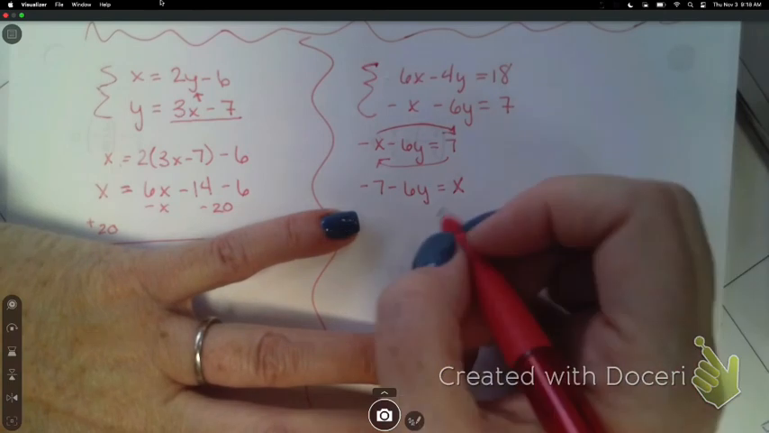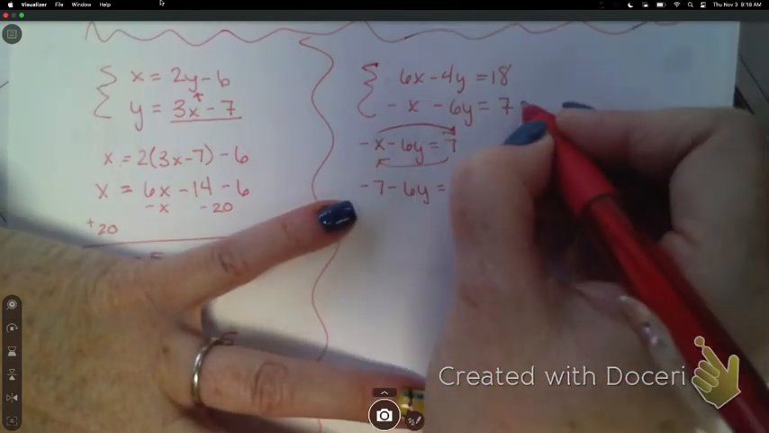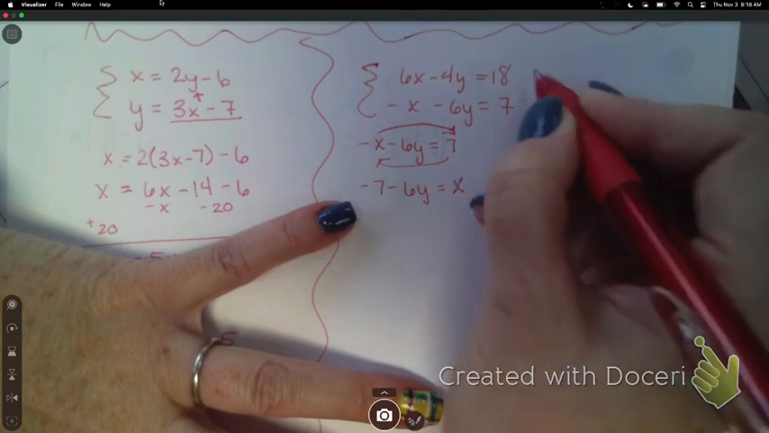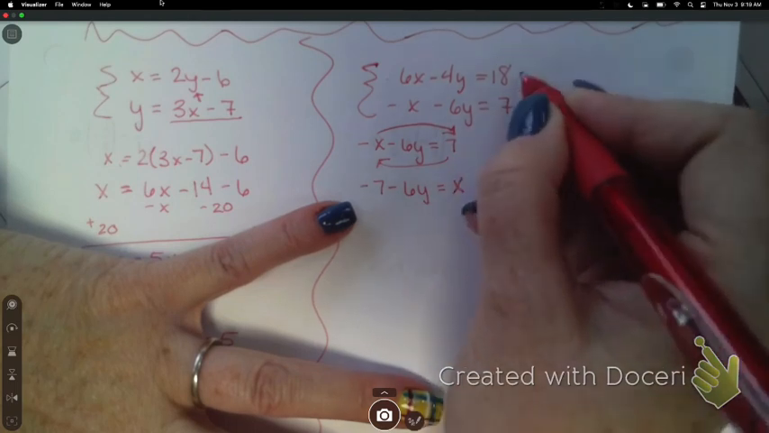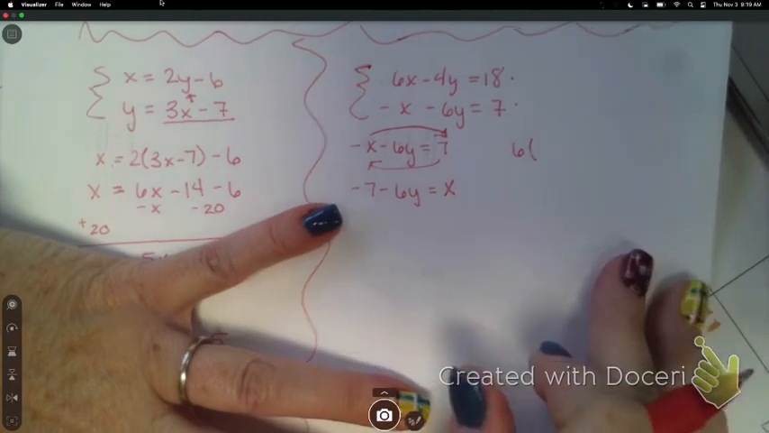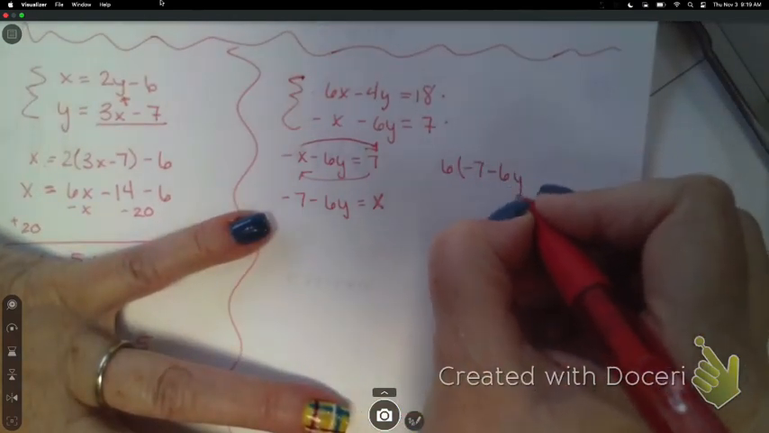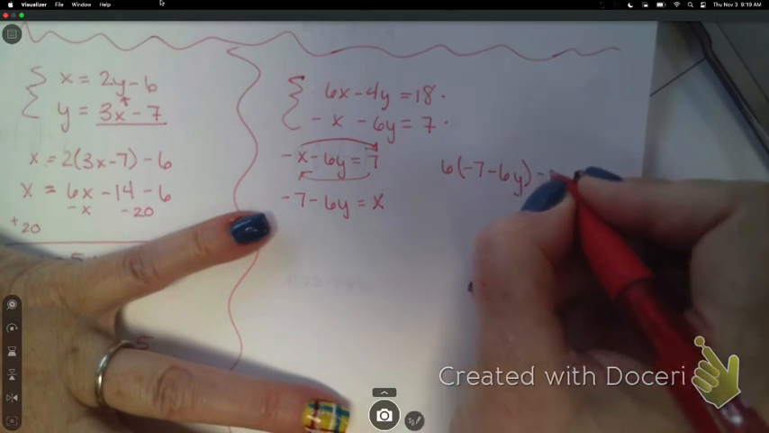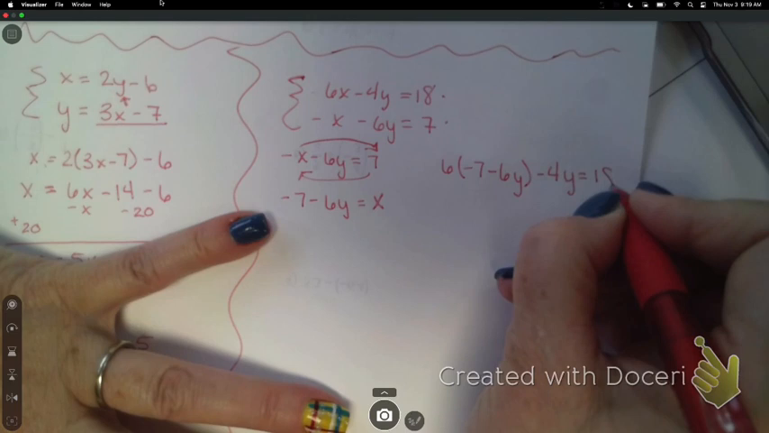Okay, so now I have this. So this was the second equation. I have to put it into the first. So I have 6x, but what is x now? Negative 7 minus 6y. 6 times (negative 7 minus 6y) minus 4y equals 18.